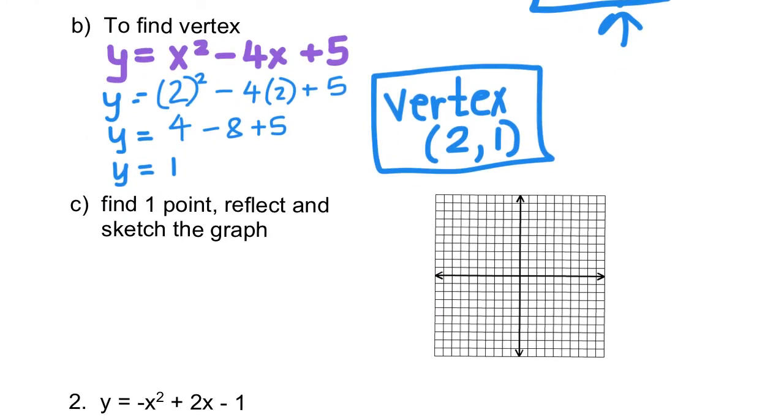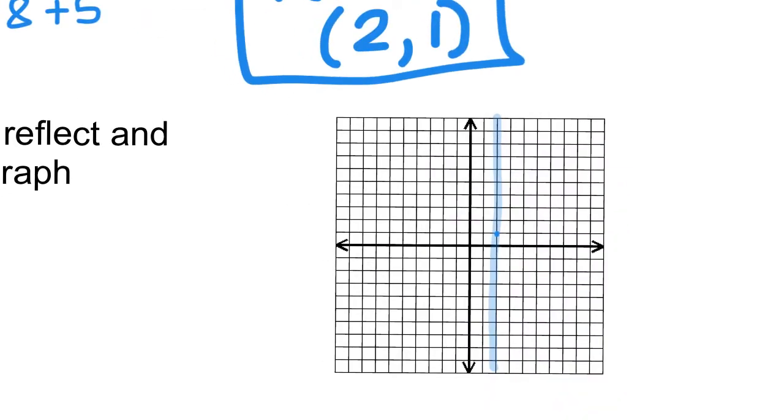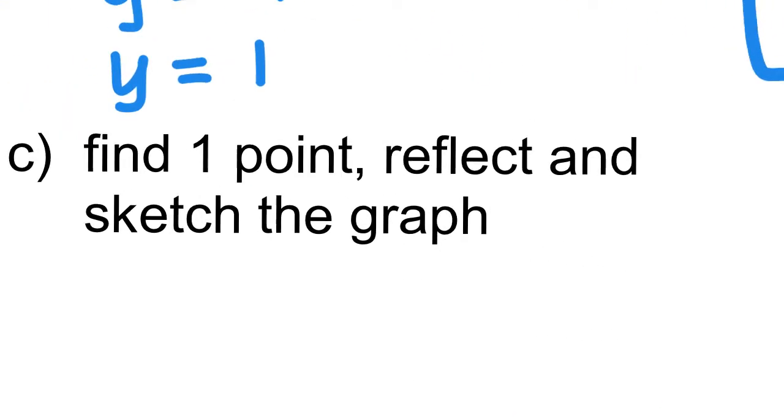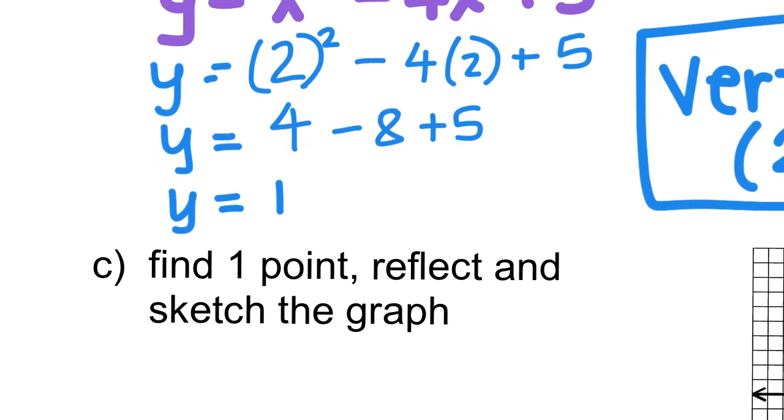Now we can begin graphing. Since the vertex is (2, 1), we'll go to that point. The axis of symmetry will go through the vertex. But let's find more points on our parabola. To find more points, we'll go back to the equation. y equals x squared minus 4x plus 5.